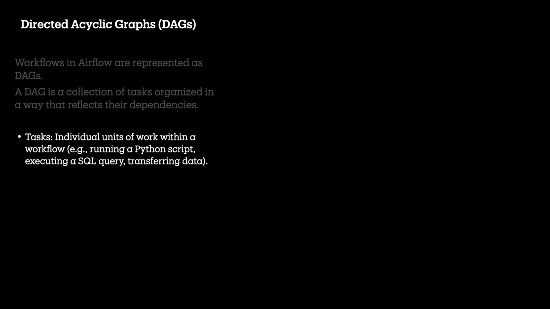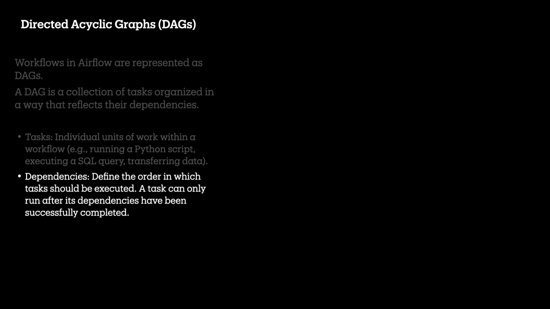And every DAG has a particular set of tasks. So a task is nothing but an individual unit of work within a workflow. For example, if you take a Python script or execution of some SQL query within the Python script or transferring data in the Python script, it can be an independent task, which is a part of a DAG.